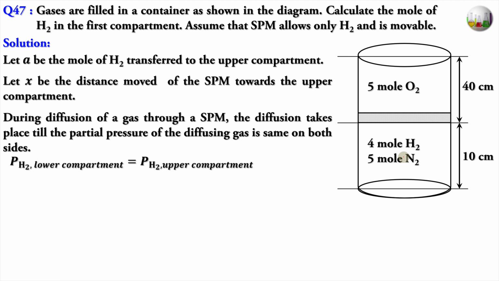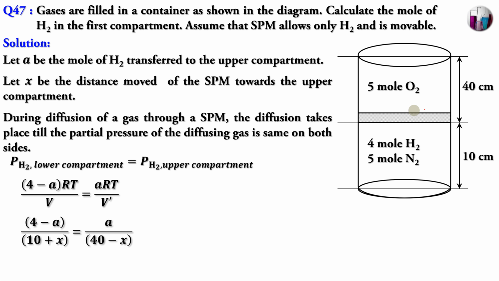So if you were to only balance this, it will be 4 minus A upon 10 minus X. This is (4 minus A) RT by V prime, which is the volume here. And since this is going to go up, it is 10 plus X. And since A is the moles of hydrogen effectively diffused here, it will be A upon 40 minus X. So we have one equation involving A and X.